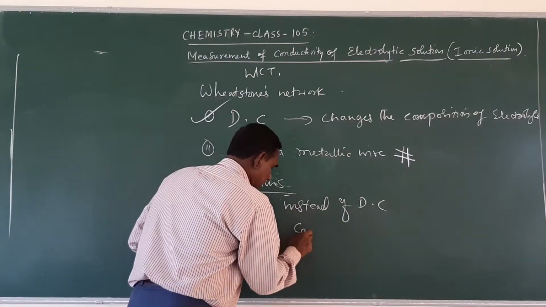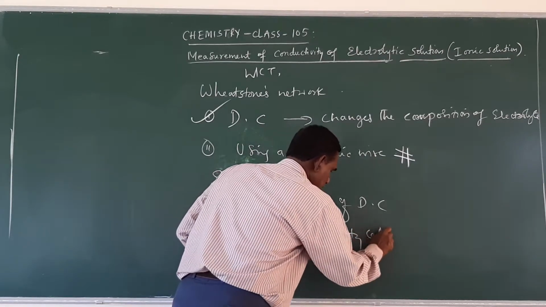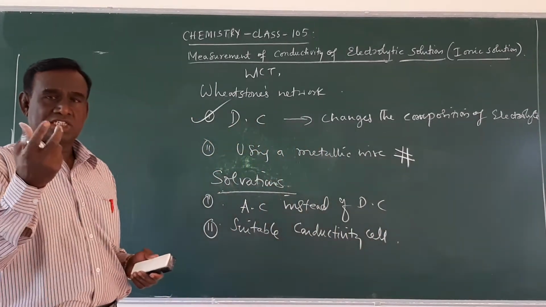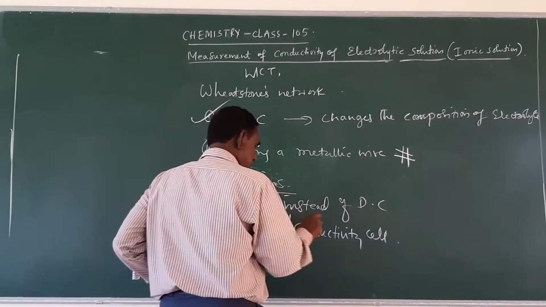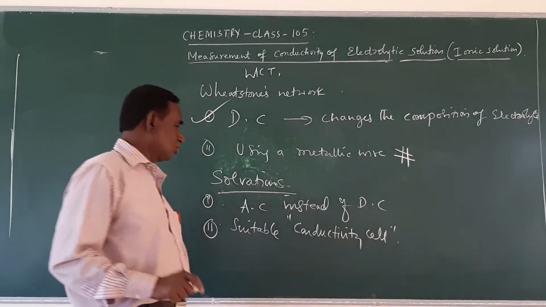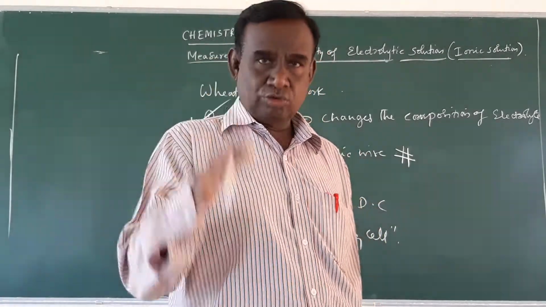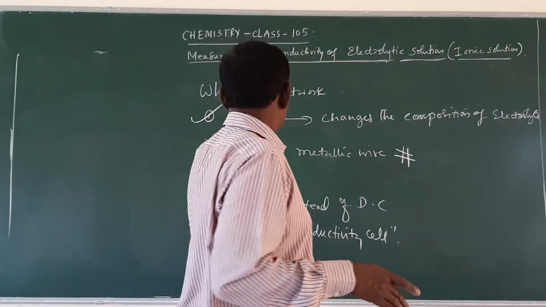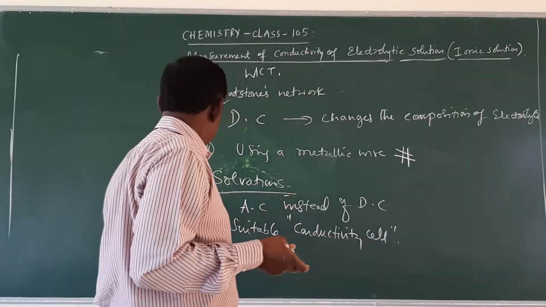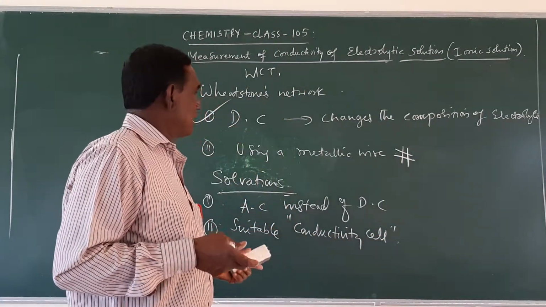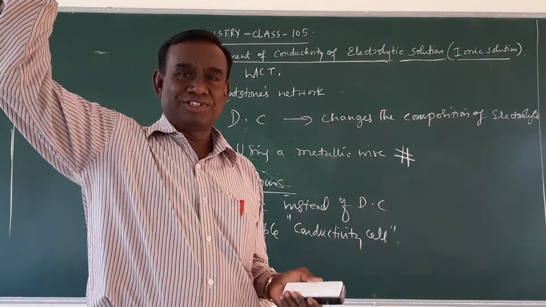So that is the conductivity cell. A suitable conductivity cell is a designed cell, you see. That instrument is nothing but the conductivity cell. By using a suitable conductivity cell, it is possible to connect the solution with Wheatstone's network. So Wheatstone's network can be connected to the solution through the conductivity cell.